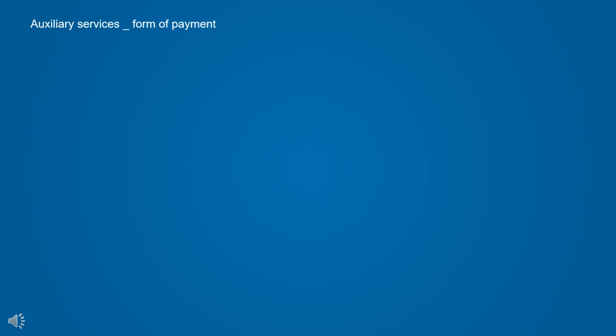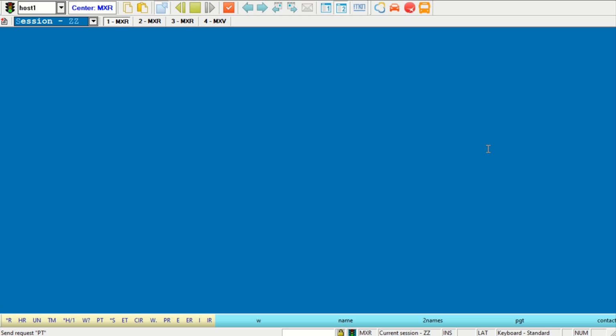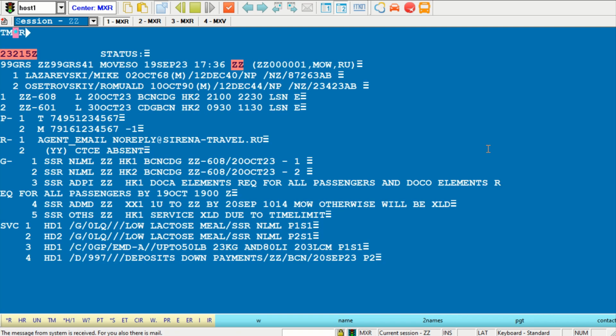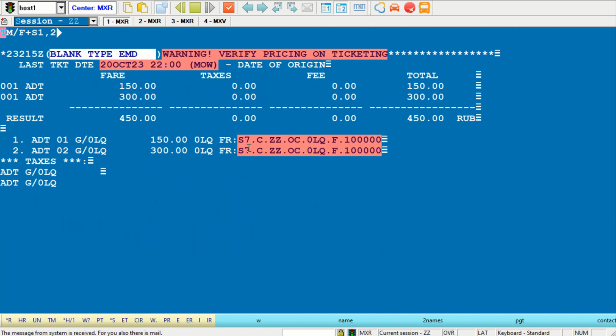Auxiliary services, how to add form of payment. If you can price a service by TM entry, you can add form of payment. For example, the first and the second services, we can price it with after pricing, TM slash service type plus service line. And then you can add to these services form of payment.